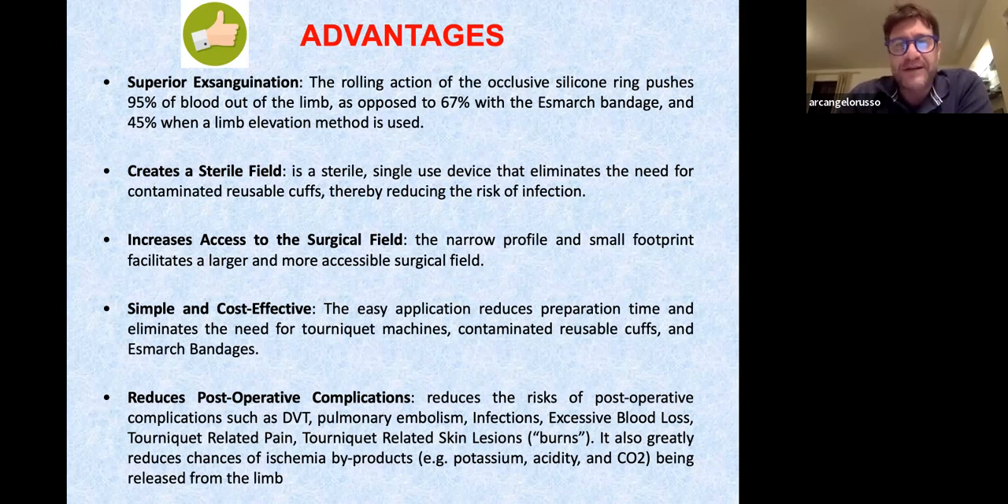It's simple and cost effective, easy to apply, reduces the preparation time and eliminates the need of a tourniquet machine, the reusable cuff and HemaClear bandages, and reduces the risk of post-operative complications like deep venous thrombosis, pulmonary embolism, infection, excessive blood loss, all the possible advantages of the tourniquet.